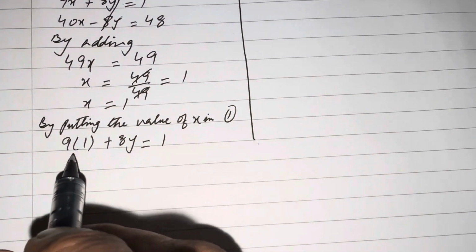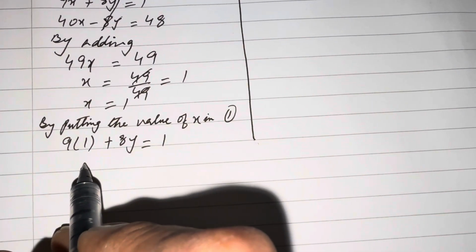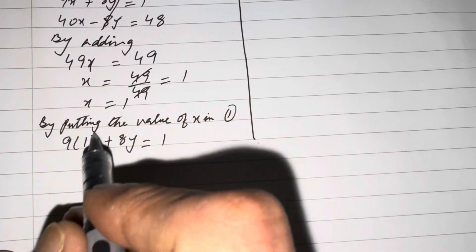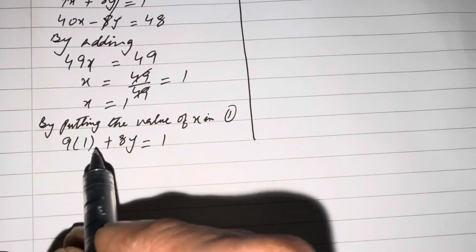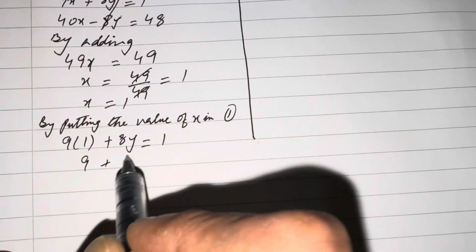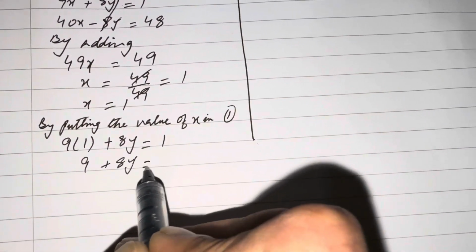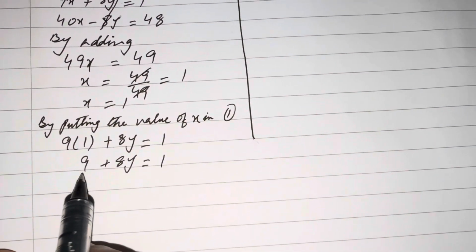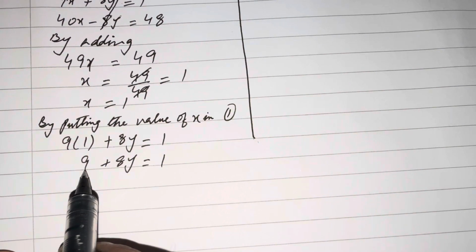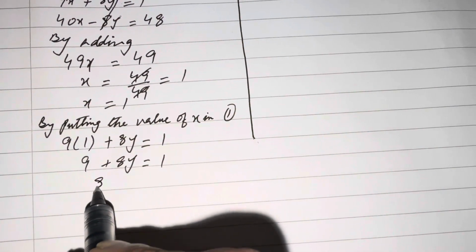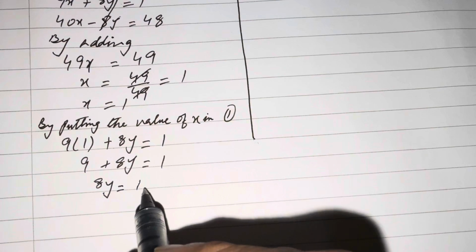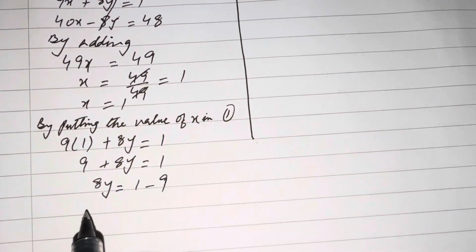So in our next step, we have to do simplification. It's a very easy way to find the value of y. So 9 ones are 9 plus 8y is equal to 1. So when you take this 9 to the other side of the equation, that will become 8y is equal to 1 minus 9.